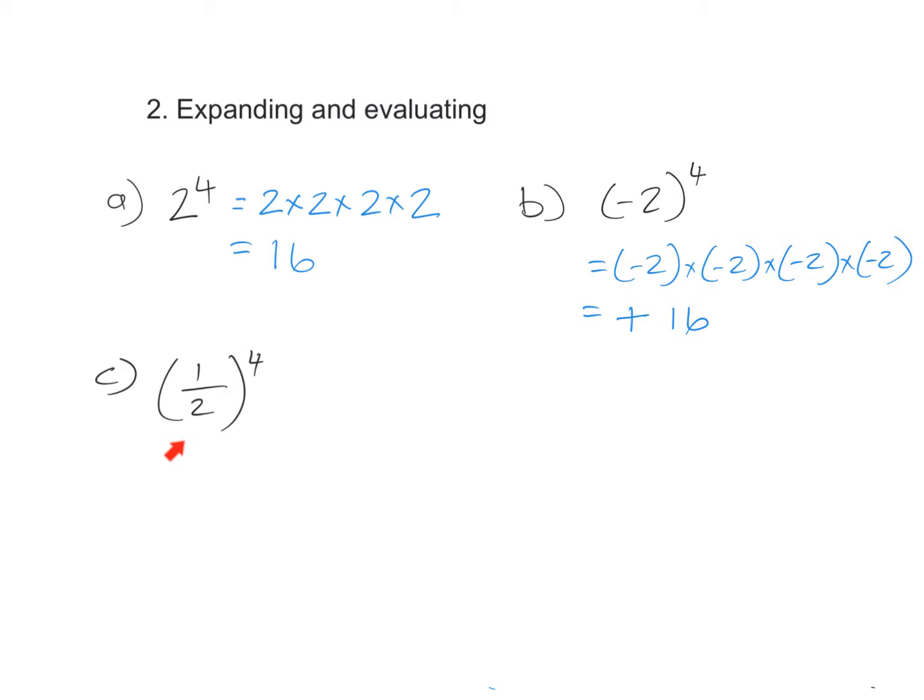How did you go with C? Well, remembering that this is a fraction, so we've got to multiply our fraction by itself 4 times. So we would get something like this. 1/2 multiplied by 1/2 multiplied by 1/2 multiplied by 1/2. So what have I done? I've actually multiplied a half by itself 4 times. And then I can simply multiply my numerators out and then my denominators out. So I get 1 times 1 times 1 times 1 is still going to be 1. And 2 times 2 is 4, times 2 is 8, times 2 would be 16. So my answer would be 1 over 16.